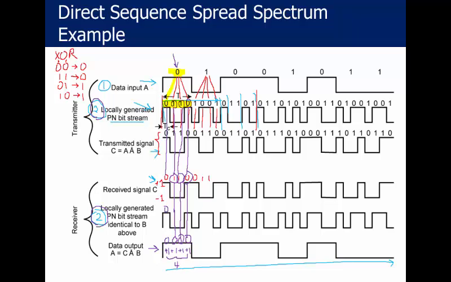Because we have 4 chips used to represent 1 data bit, so we need to divide it by the number of chips. 4 divided by 4 is 1. 1 volt, positive 1 volt. What is a positive 1 volt? That means data 0, right? That's what we have.